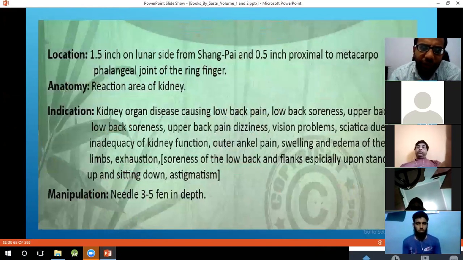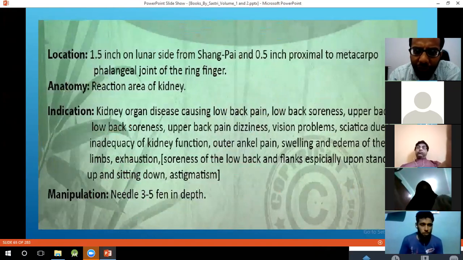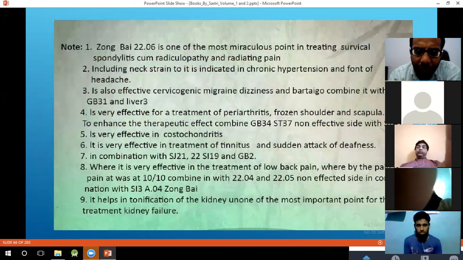Especially in dizziness and all, it really helps. And so whenever they say kidney low back soreness, upper back low back soreness, outer ankle pain, swelling or edema, limb exhaustion soreness, it helps. So you can see various combinations of them.